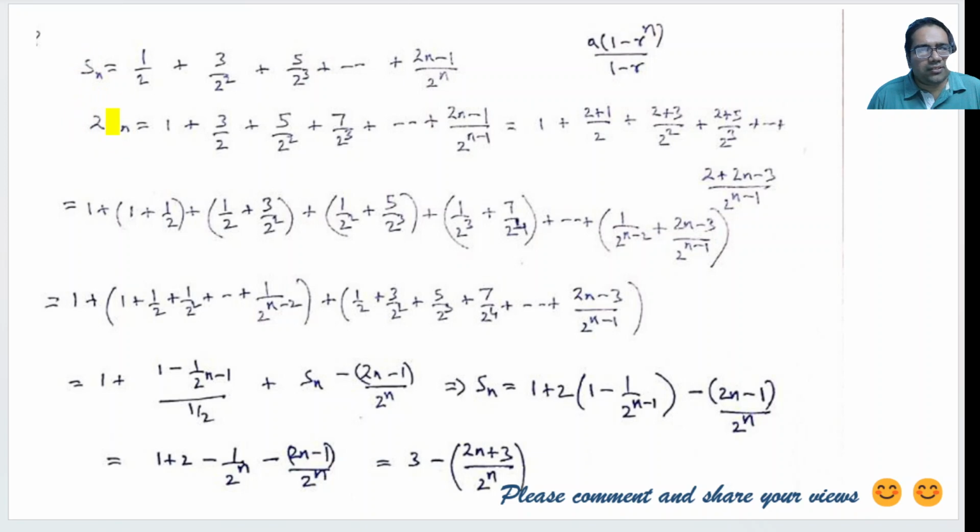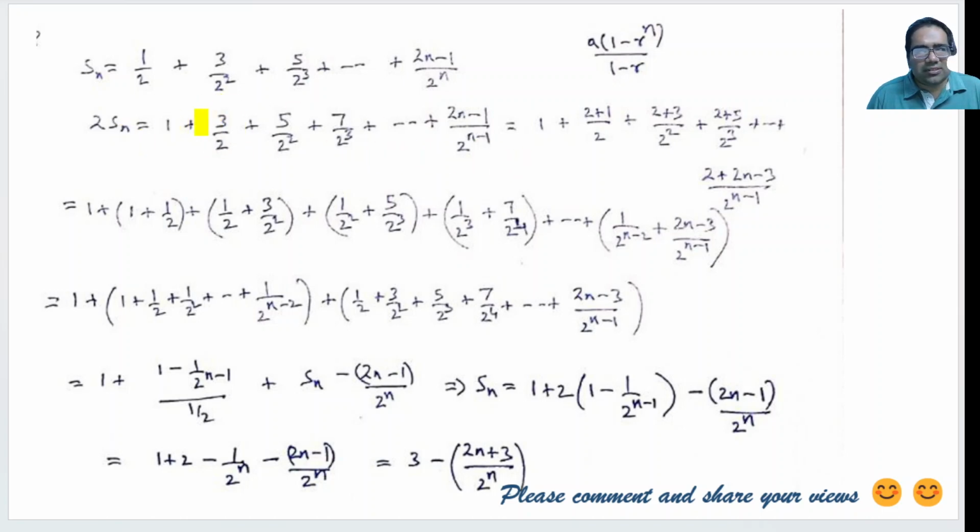Now let's do 2 times Sn. What does it give? It gives 2 times half, which is 1, plus 3/2² becomes 3/2, 5/2³ becomes 5/2², 7/2⁴ becomes 7/2³, etc. (2n-1)/2ⁿ becomes (2n-1)/2ⁿ⁻¹. Just that everywhere one 2 gets reduced. That is 2Sn.